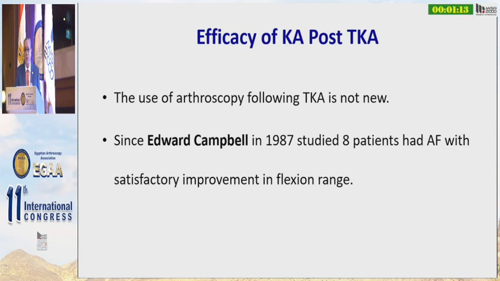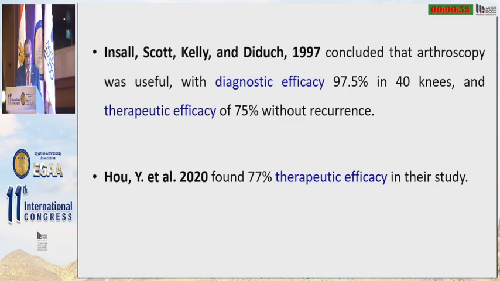What about the efficacy of knee arthroscopy post-total knee arthroplasty? The use of arthroscopy following total knee is not new, since Edward Campbell in 1987 studied 8 patients who had arthrofibrosis with satisfactory improvement in flexion range. In 1997, Saul, Scott, Kelly, and Dedush concluded that arthroscopy was useful with diagnostic efficacy 97.5% in 40 knees and therapeutic efficacy of 75% without recurrence.